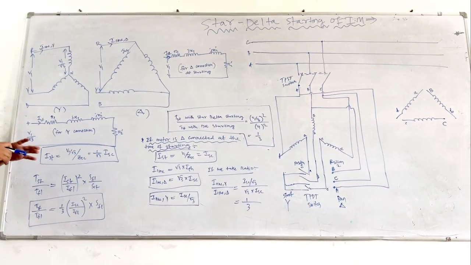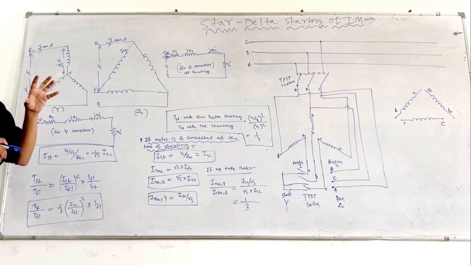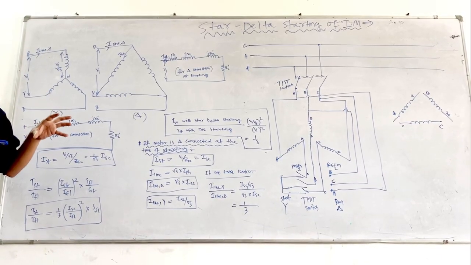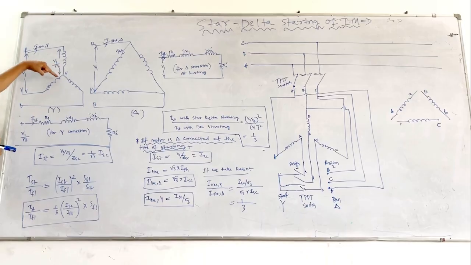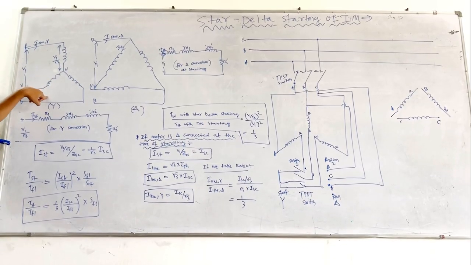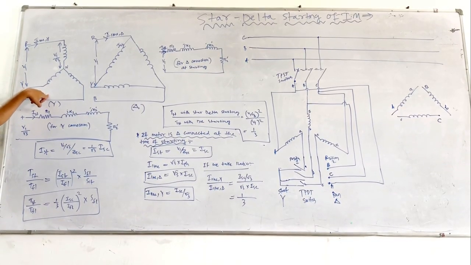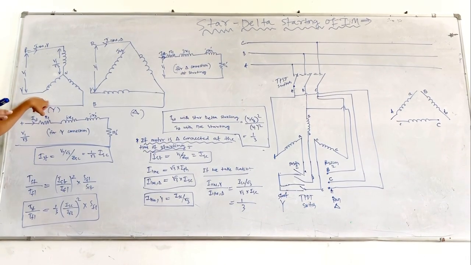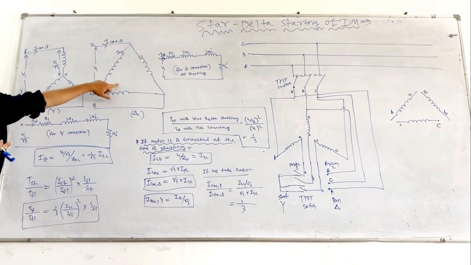Listen, the starter winding of an induction motor. Initially what we are doing, the connection of the starter winding is star. Okay, when the motor catches the speed, 80% of the rated speed, we convert the connection to delta.